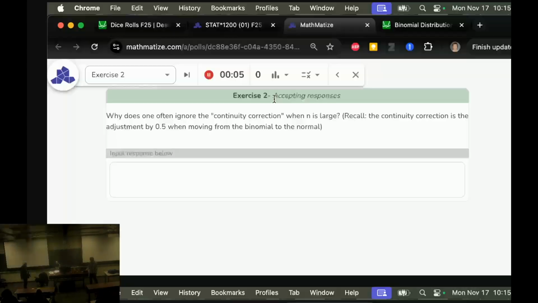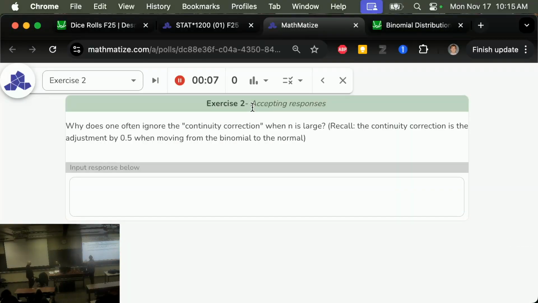This question: why do we often ignore the continuity correction when n is large? Why do people do such a thing? Try to brainstorm based on what we've done here with these little bars and stuff. Why might this be the case?